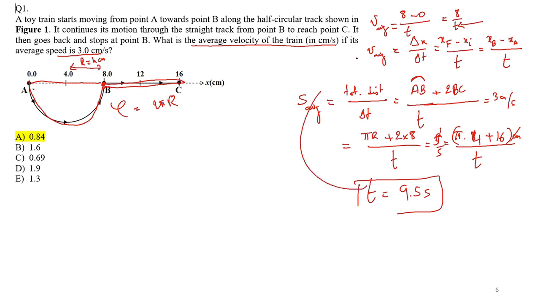Once you get the time, you plug it into the average velocity. So you will get 8 divided by 9.5, and you get 0.84 centimeters per second. And that's your right answer. It's not difficult, but you need to see these small differences. What is an average speed? What is an average velocity? Is it clear?